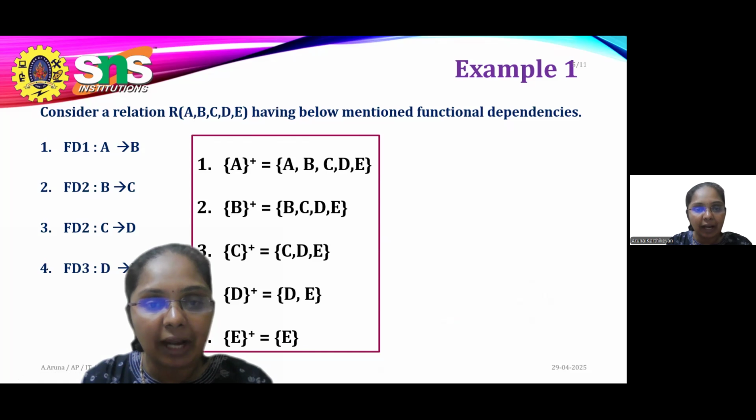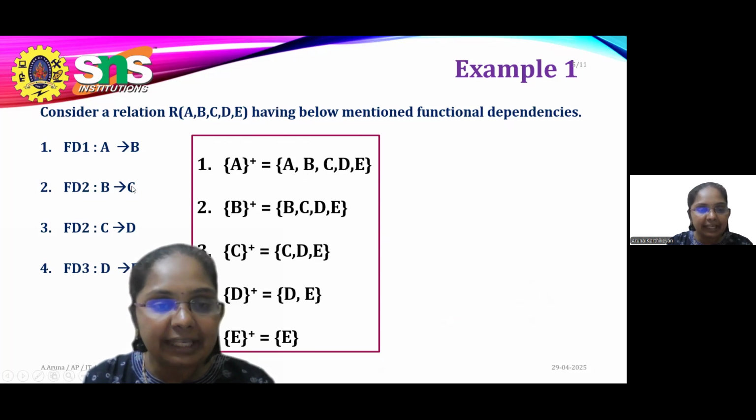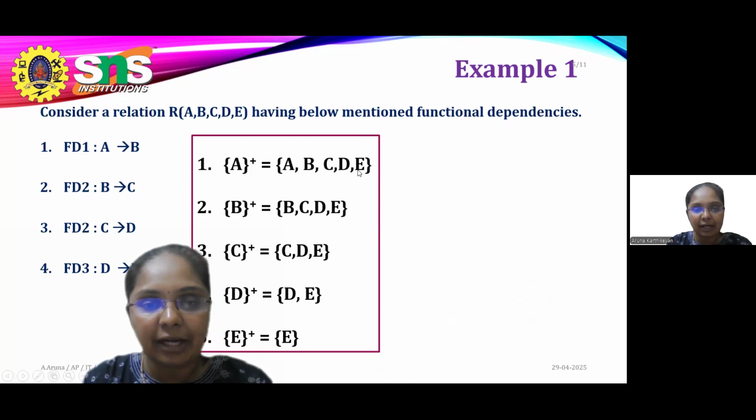Now I have to identify, is there any dependency that starts with A on the left hand side? Yes. Through that I can identify B, so I have to add it to my right side. Through B I can identify C, so I add it on the right side. Through C, I can identify D, so I add it over here. Through D, I can identify E. That is also added here.